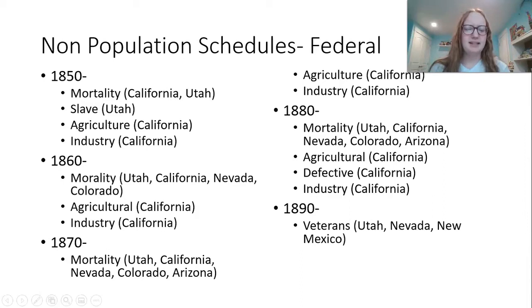For example, in 1880, there's the mortality, which includes everyone who died within the last year, and it was taken in Utah, California, Nevada, Colorado, and Arizona, but not in New Mexico. So you don't want to look for it if your ancestor died in New Mexico. Or the industry. Only California took that in 1880, and so that's the only state you need to be looking for it in.